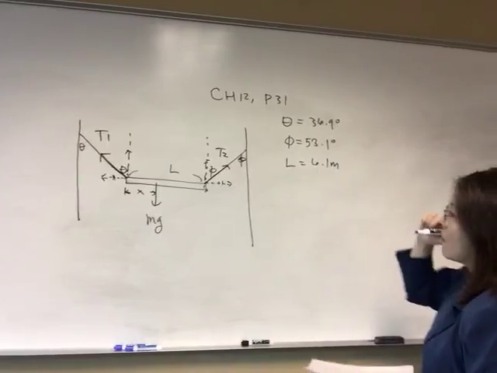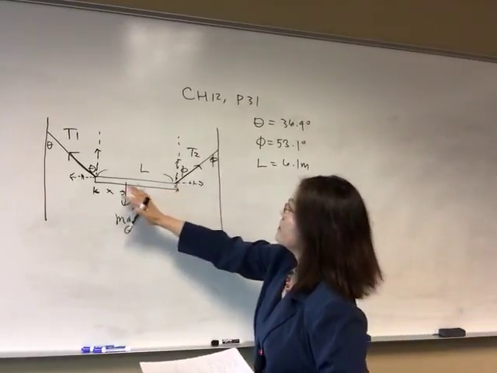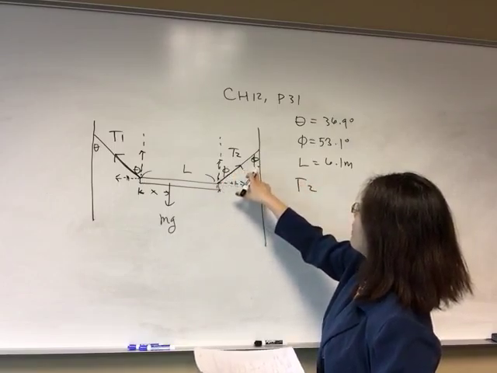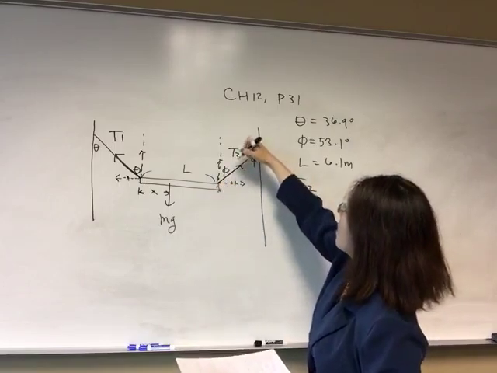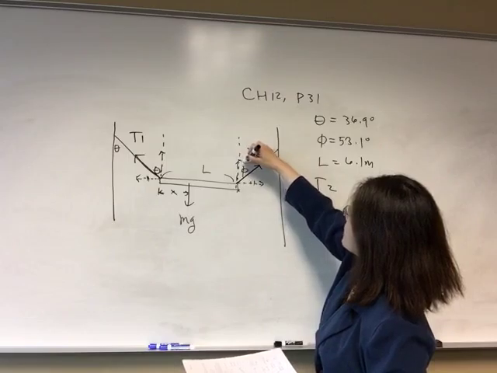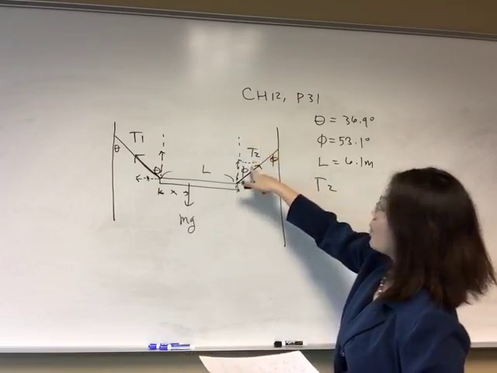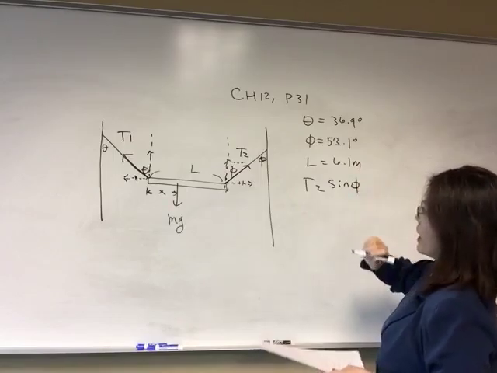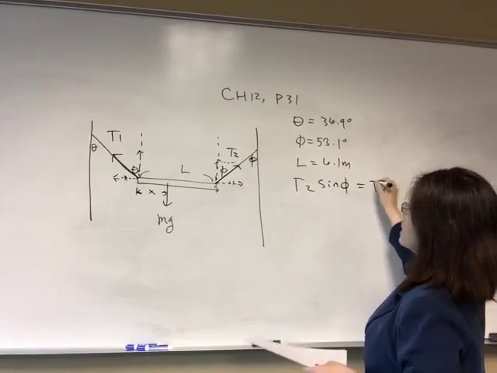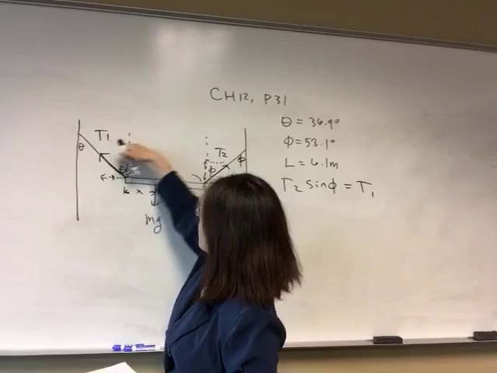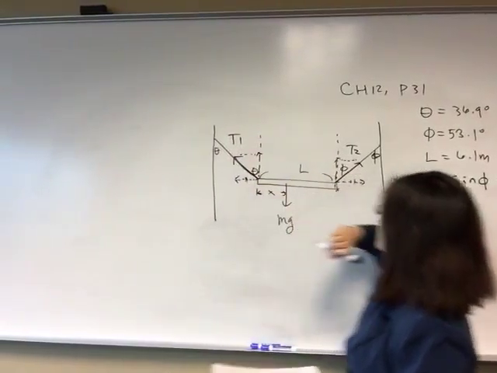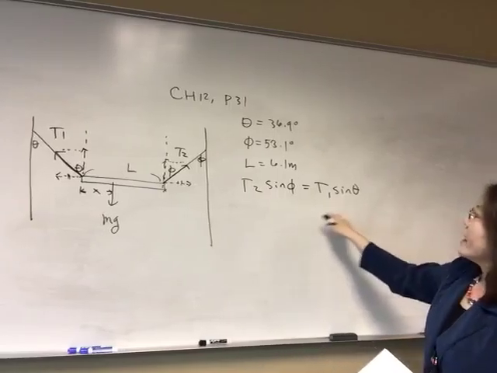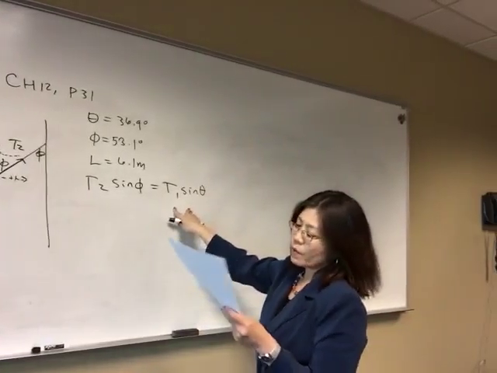So let's do that. Horizontally, that's T2. If this is angle phi, then this is your angle phi. So the T2 has a horizontal component that's opposite the angle, so you have T2 sine phi. And that has to be equal to T1, again with this angle theta, so this is opposite: T1 sine theta. Angles are given, so you can basically find out the ratio.